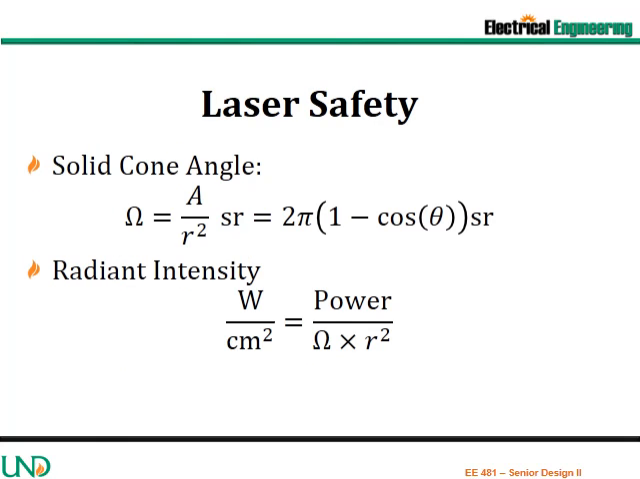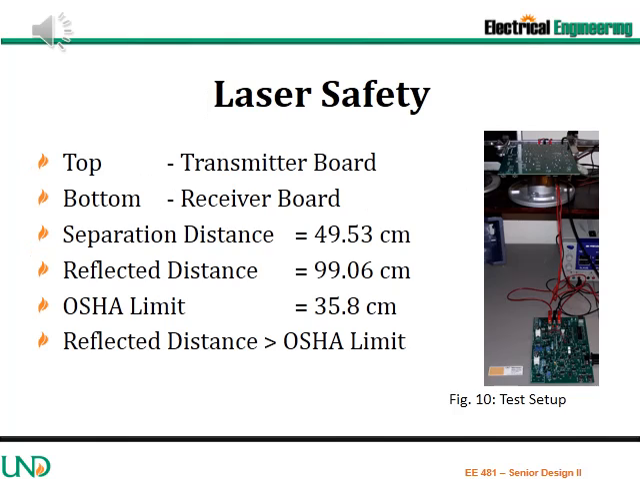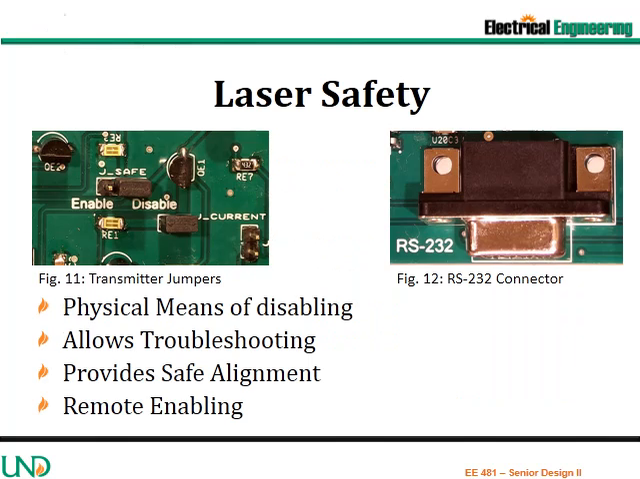The use of solid cone angles allows rapid calculation of different radiant intensities based on distance. To determine the 8-hour OSHA limit, the radiant intensity of the laser is divided by the OSHA limit. The root of the result gives the maximum hazard distance. The user is safe as long as they do not view the direct beam between the transmitter board and the receiver board. Laser safety is additionally accomplished by the use of jumpers and an RS-232 serial interface.